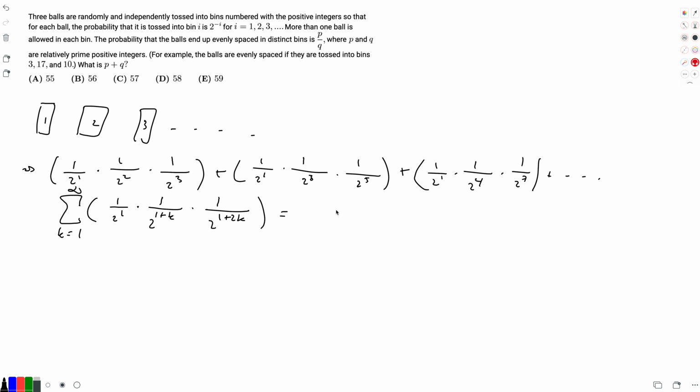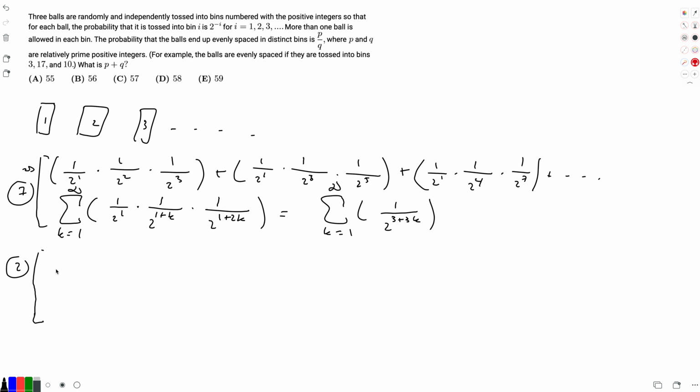So let's maybe make this a little bit more compact. k equals 1 to infinity, and then we can write this as 1 by 2 raised to the power, using exponent properties, we add the exponents to get 1 plus 1 plus k plus 1 plus 2k, which is 3 plus 3k. So 2 raised to the power 3 plus 3k. Okay, awesome. Let me just call this case 1. So let's go on to case 2, and then we can generalize even further what this problem is really asking.